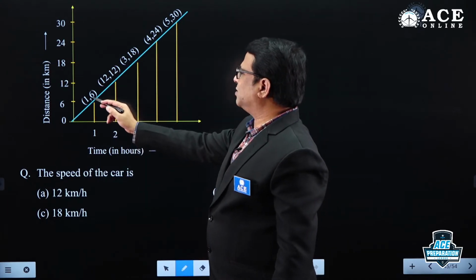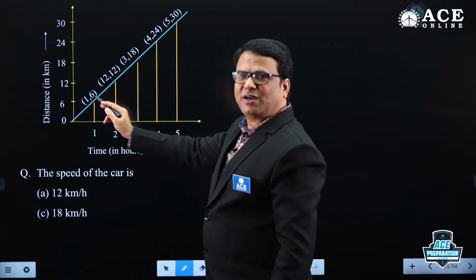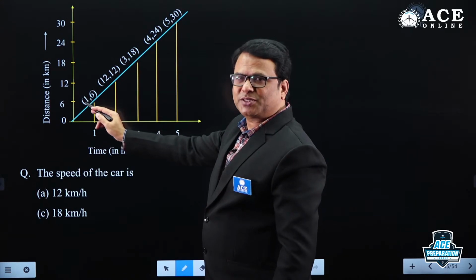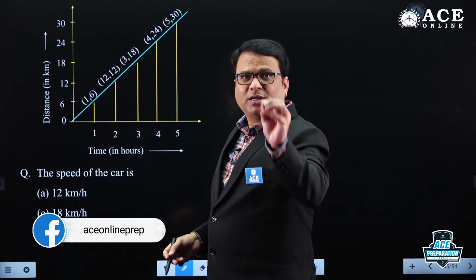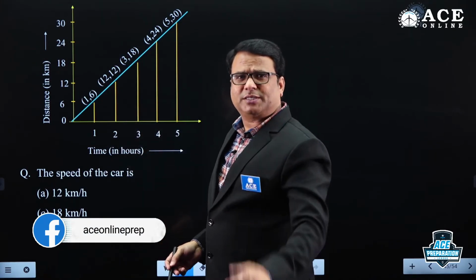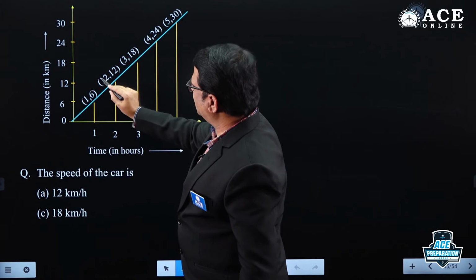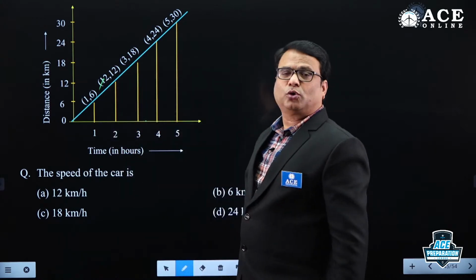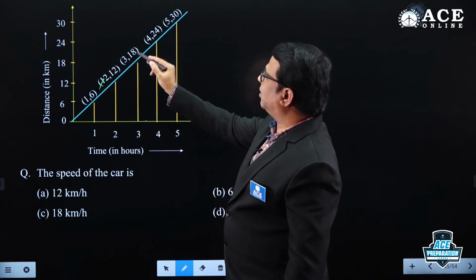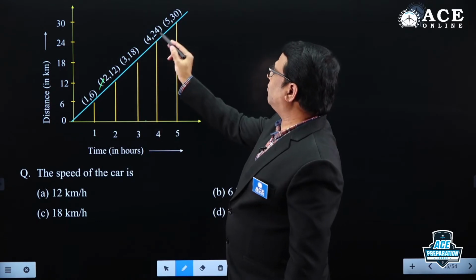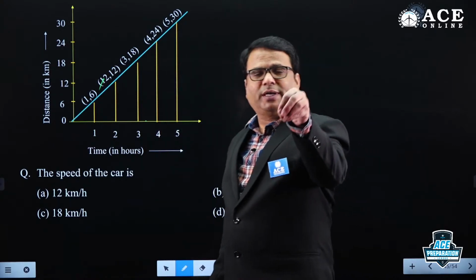Now how do you read these points? (1, 6) means in 1 hour 6 kilometers distance is covered, because the x coordinate represents time and the y coordinate represents distance. Then this is (2, 12), not 12, it is (2, 12). I just strike off this one. (2, 12) means in 2 hours 12 kilometers is covered. Then (3, 18) means in 3 hours 18 kilometers is covered. In 4 hours 24 kilometers is covered. In 5 hours 30 kilometers is covered. That is how you have to read this graph.